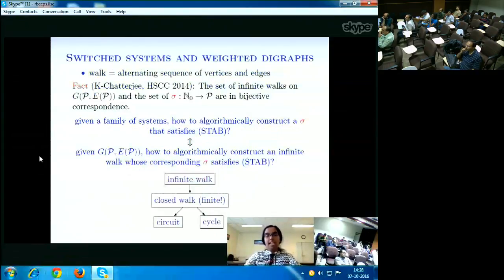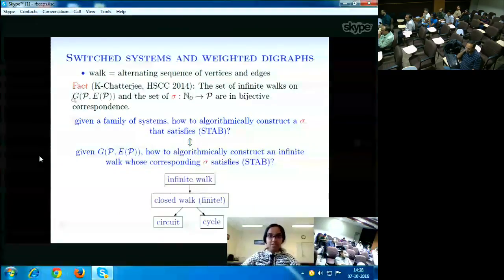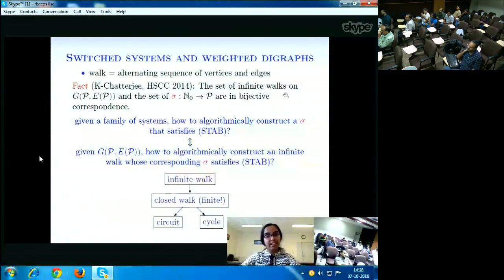Now let's recall that a walk on a directed graph is an alternating sequence of vertices and edges obeying the usual continuity properties. And the length of a walk is the number of edges that appear in this sequence, counting repetitions. So what we could show is that on a given weighted directed graph G, the set of walks of infinite length and the set of switching signals are in bijective correspondence. Now, the proof of this result is aided by the fact that we are in discrete time setting. Now, how does this fact help us?